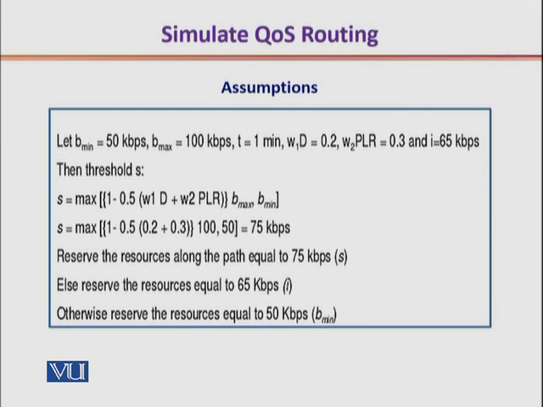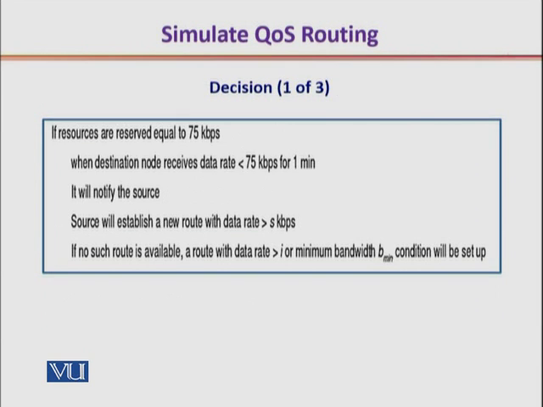Using these values, we can select the threshold which is going to determine if the route under consideration has to change or not. So our goal is to implement QoS routing, which reserves the resources along the path equal to 75 kilobits per second, or if that's not available, reserves the resources to 65 kilobits per second, or offers at least the minimum bandwidth at 50 kilobits per second. This is implemented at every router.